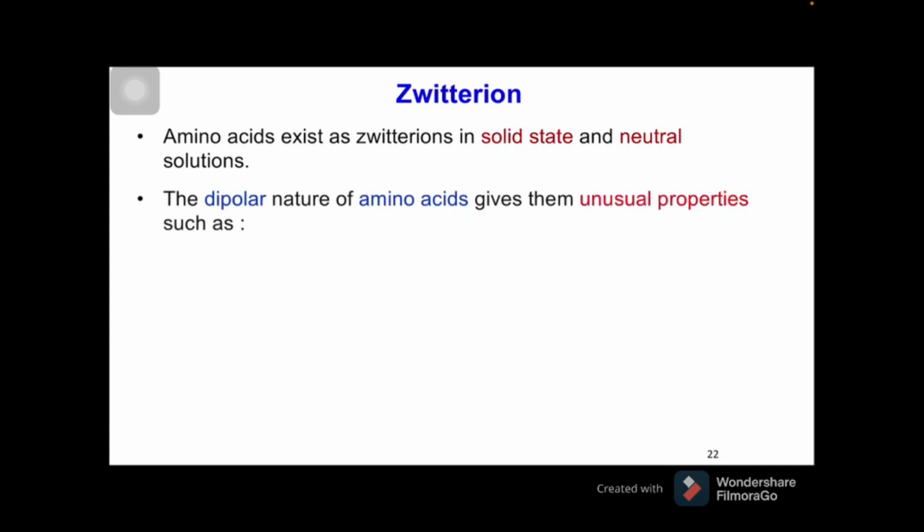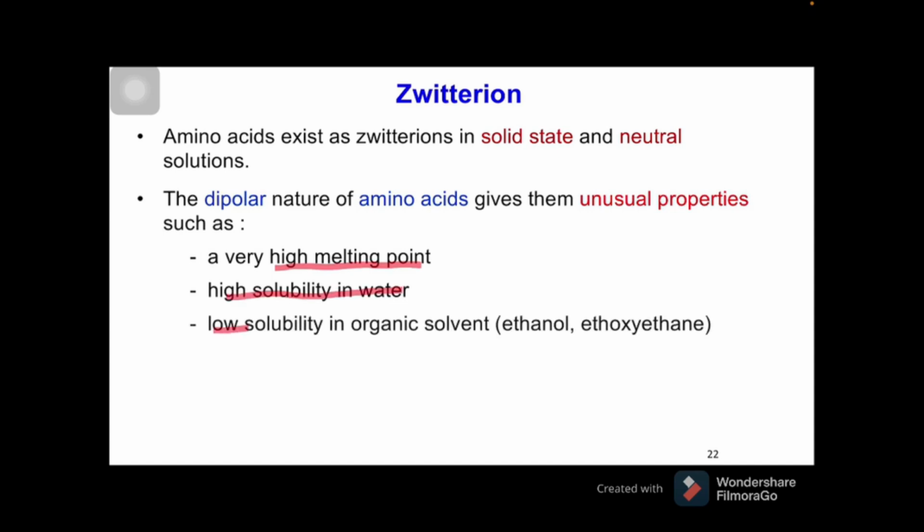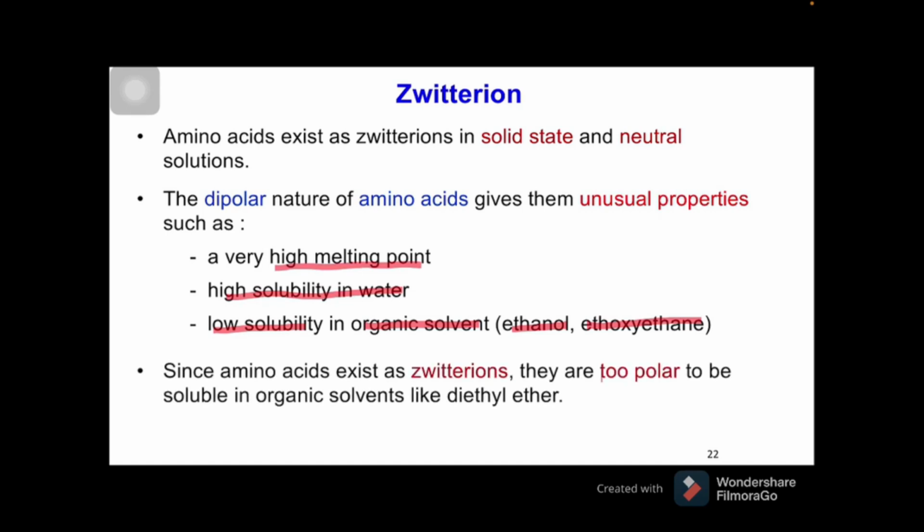The dipolar nature of amino acids gives them unusual properties such as a very high melting point, high solubility in water, and low solubility in organic solvents such as ethanol and ethoxyethane. Since amino acids exist as Zwitterions, they are too polar to be soluble in organic solvents like diethyl ether.